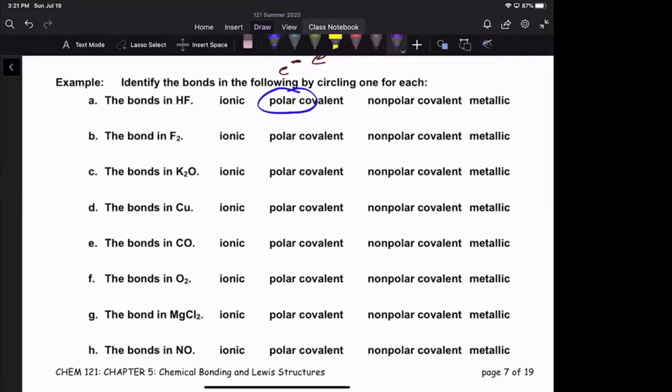F2 have exactly the same electronegativity. So those will be nonpolar covalent. K2O, oh, that's a potassium with an oxide. Those are ions. They're far apart on the periodic table. That is an ionic compound. Copper. What kind of bonds are in copper? Copper is a metal. Metallic bonding.